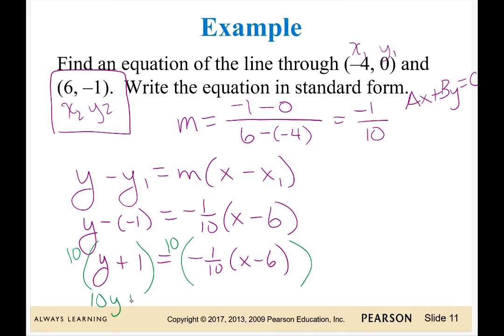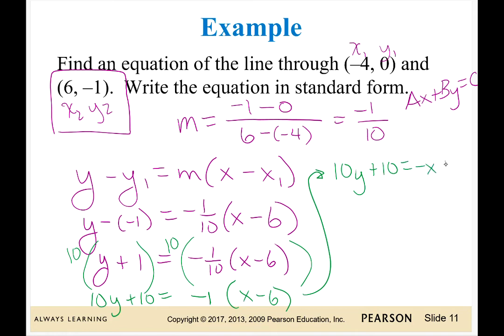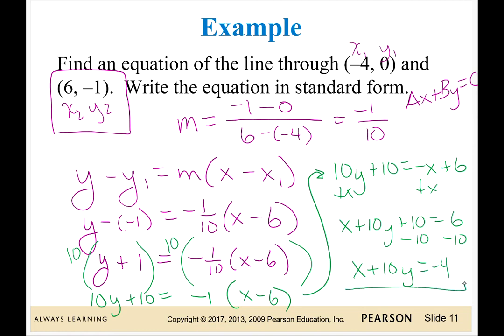So this will give me 10y plus 10 equals, notice the 10 times the negative 1/10 will just give me negative 1. So that's kind of nice. So I get 10y plus 10 equals negative x plus 6. Again, when you distribute that negative 1. I need to get all the x's on this side with the y's, so I'm going to add x to both sides. So I get x plus 10y plus 10 equals 6, and then I'm going to subtract 10 from both sides. So I get x plus 10y equals negative 4. So there is my equation in standard form.